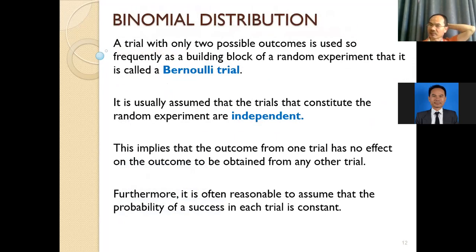For the next, we call this the binomial distribution. Binomial distribution means we have two possible events, two possible outcomes. For this case, we call it a Bernoulli trial. Each outcome, each event is independent, not depending on each other. This is the binomial distribution.